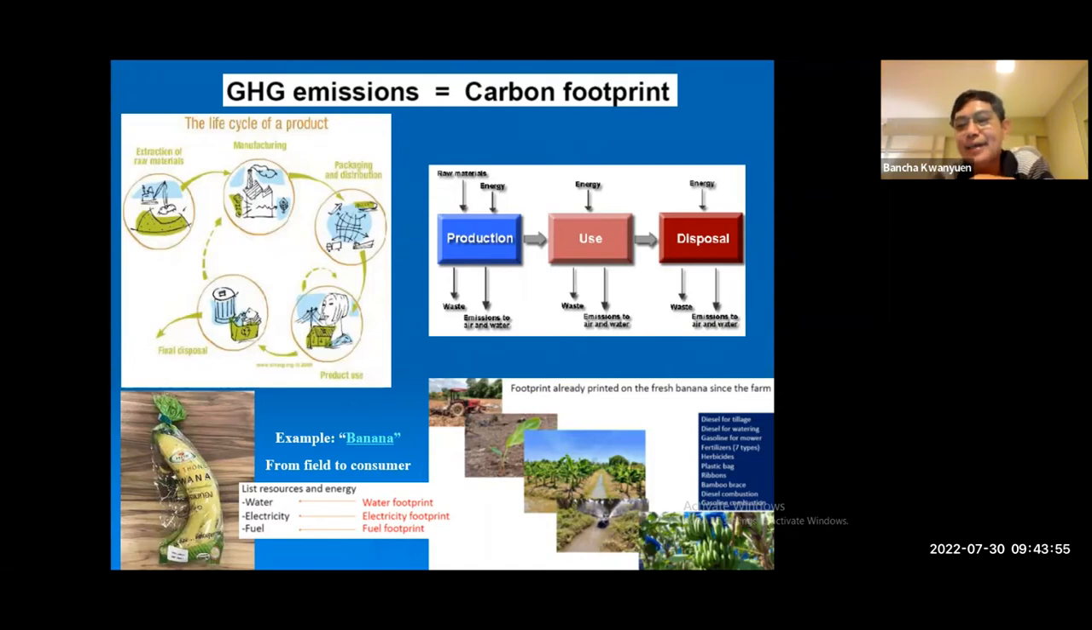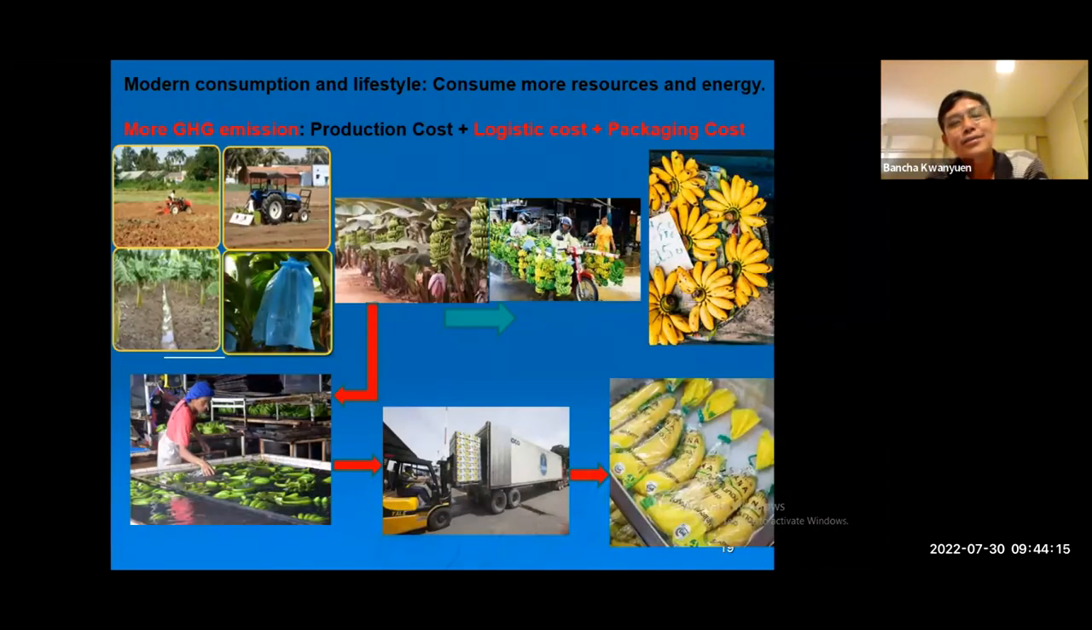On the right hand side, you can see the production of banana, from the land preparation up to growth, irrigation, and harvesting. Of course, I would like to discuss a little bit more on this banana production. It's a good example of modern consumption and lifestyle, that we consume more ready to eat. What that means? It means we consume more resources and more energy. So with that, we generate more greenhouse gas, and of course, the disposal of the waste.